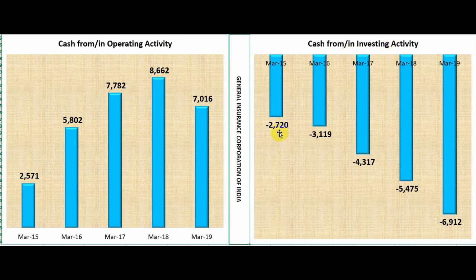So we see that the investing portion has been consistently increasing. Now this investing activity basically consists of fixed deposits or any mutual fund investments of the company, or investments in fixed assets.